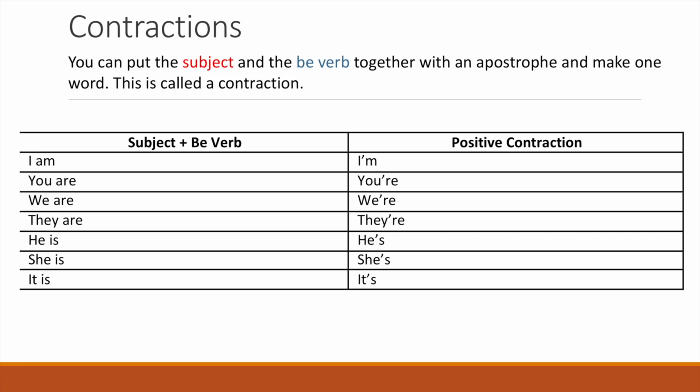To form a contraction, you can put the subject and the be verb together with an apostrophe to make one word. For example, I can join I and am to form the positive contraction I'm. You are becomes you're, we are, we're, they are, they're, he is, he's, she is, she's, it is, it's.